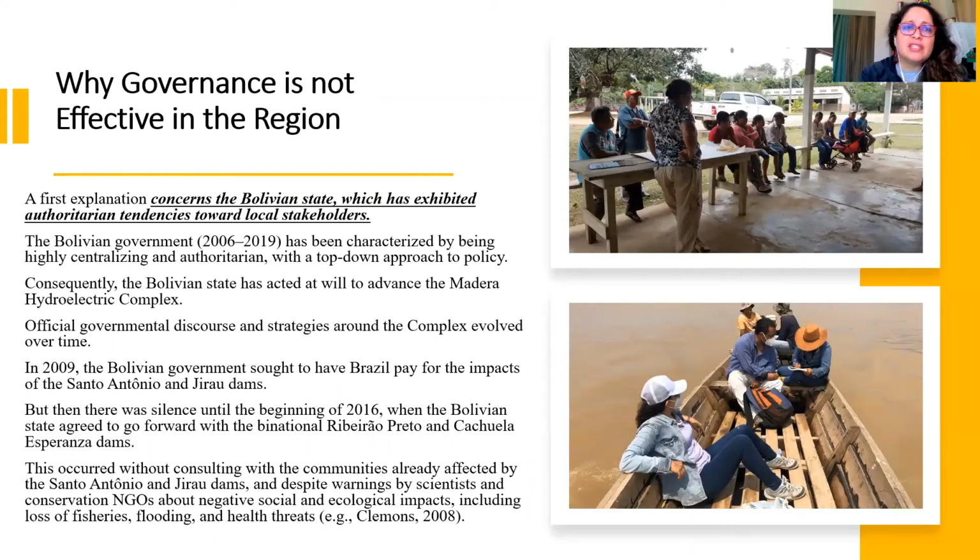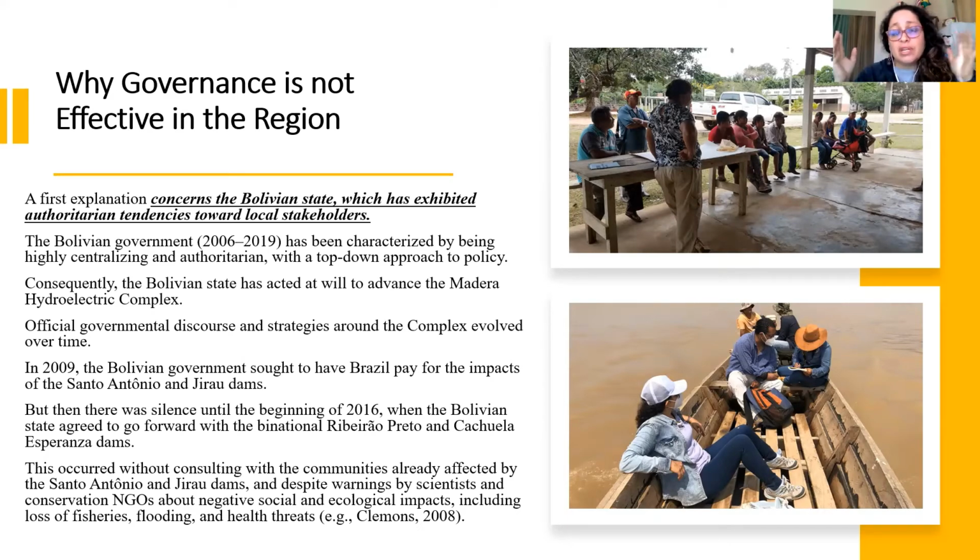So why is governance not effective in the region? We have identified 5 possible explanations. The first concerns the Bolivian state, which has exhibited authoritarian tendencies toward local stakeholders. The Bolivian government between 2006 and 2019 has been characterized as highly centralized and authoritarian, with top-down approaches to policy.